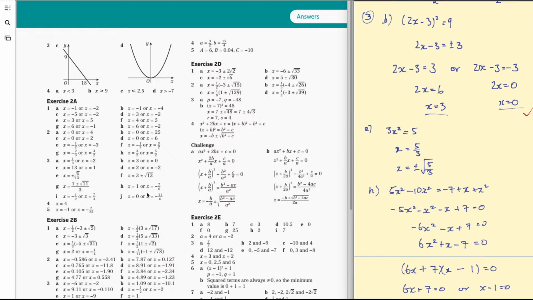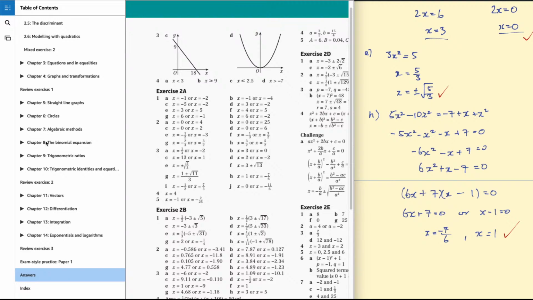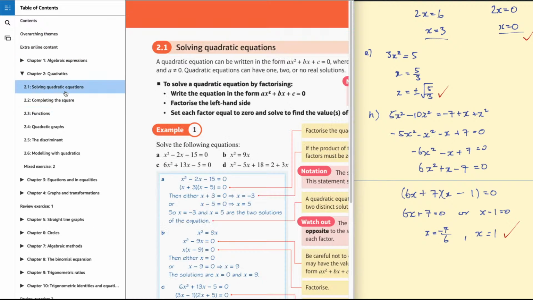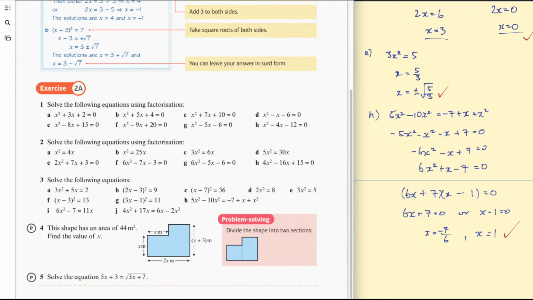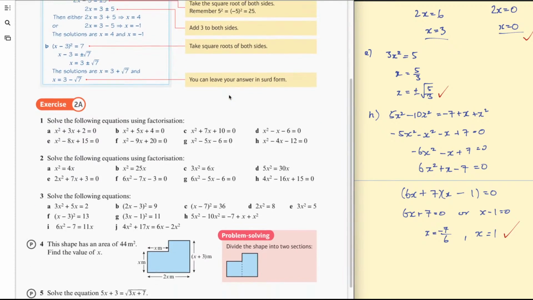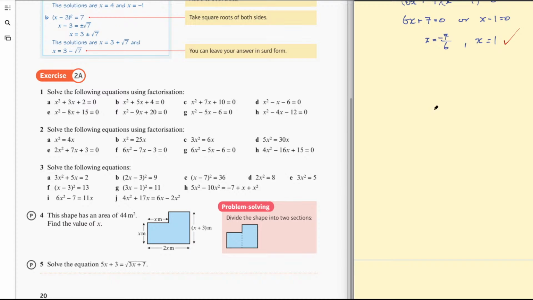Question 3e, positive or negative root 5 on 3, and h, 1 or -7 on 6. Okay, back to the questions. Where were we? Solving quadratic equations. We've got a couple more problems to go on this part, and then we're on to the next section. Okay, problem solving now. So question 4 gives us a diagram.